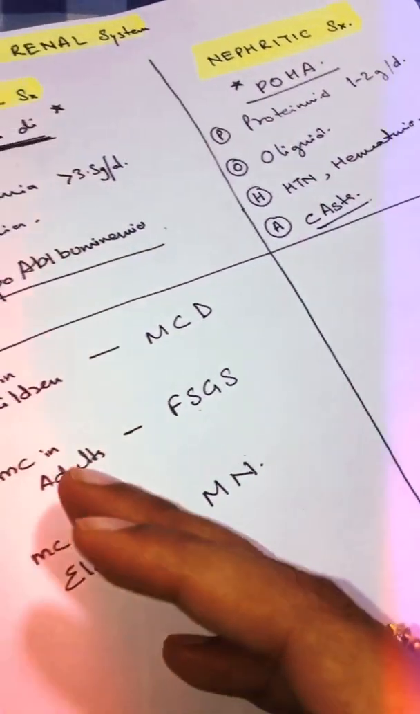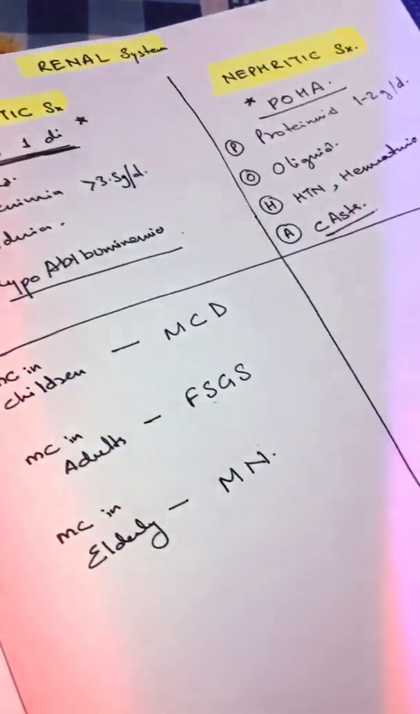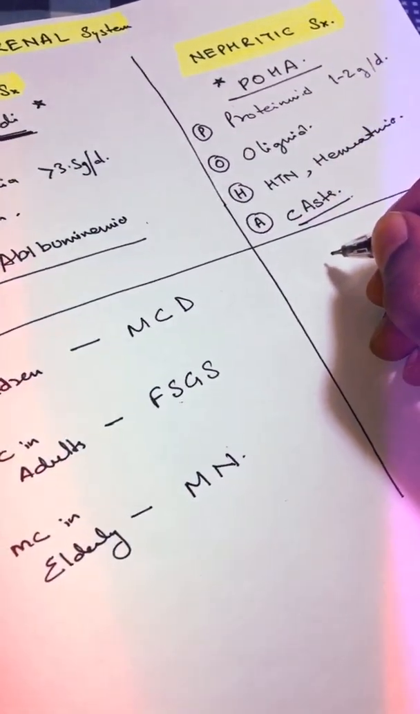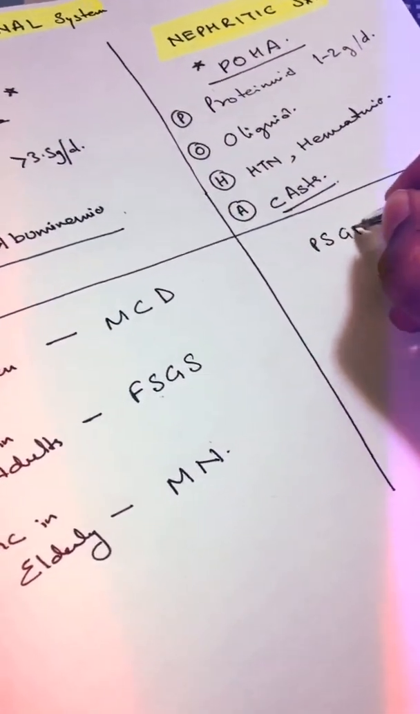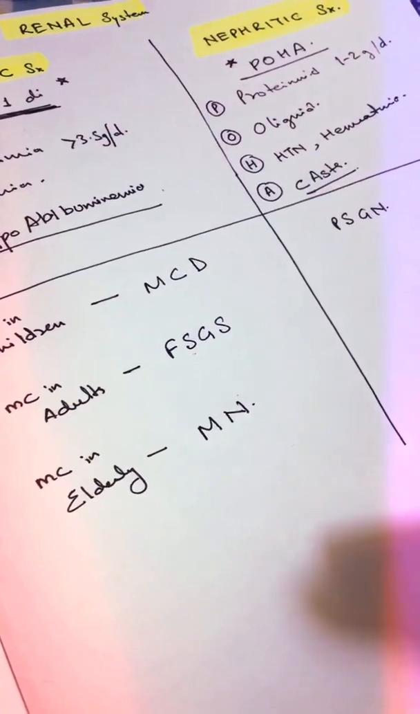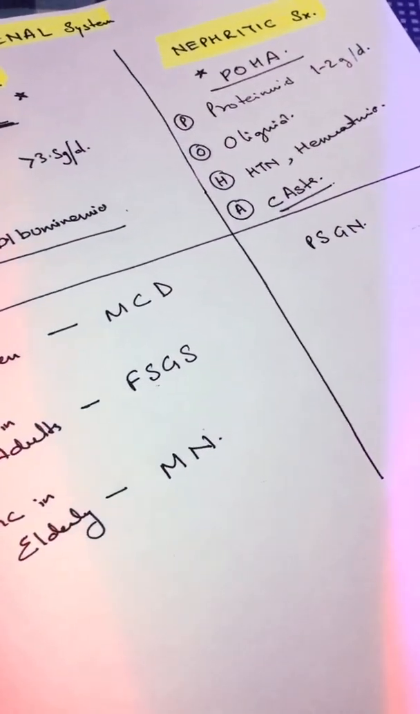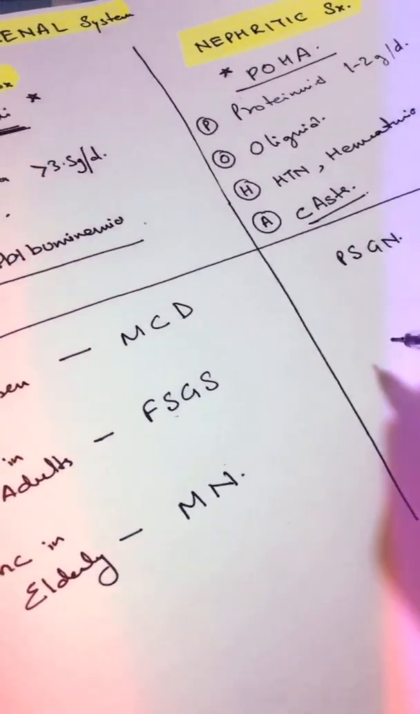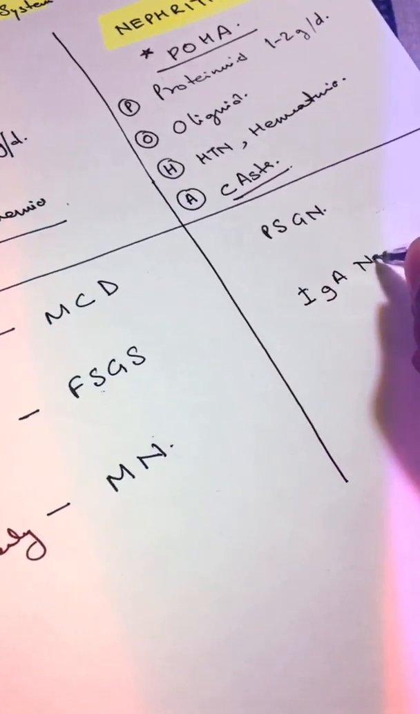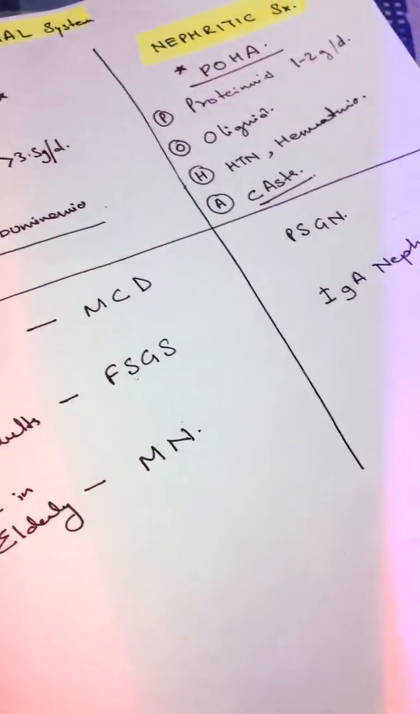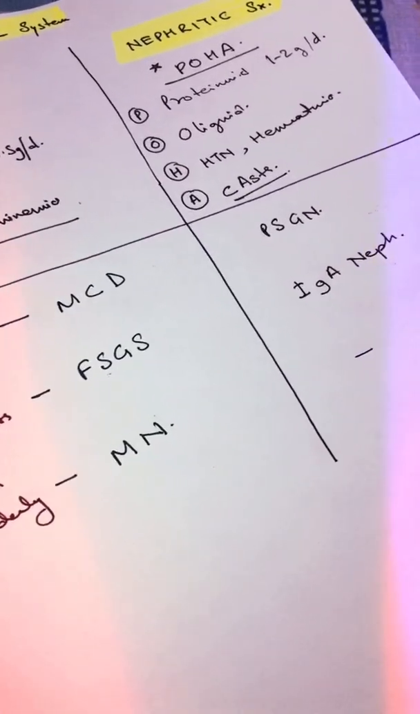Now the same thing we'll do for nephritic. In children, the most common nephritic syndrome will be post-streptococcal glomerulonephritis, so it will be PSGN. The most common nephritic syndrome in adults will be IgA nephropathy. And in elderly, nothing specific is given anywhere, so you can just leave it.